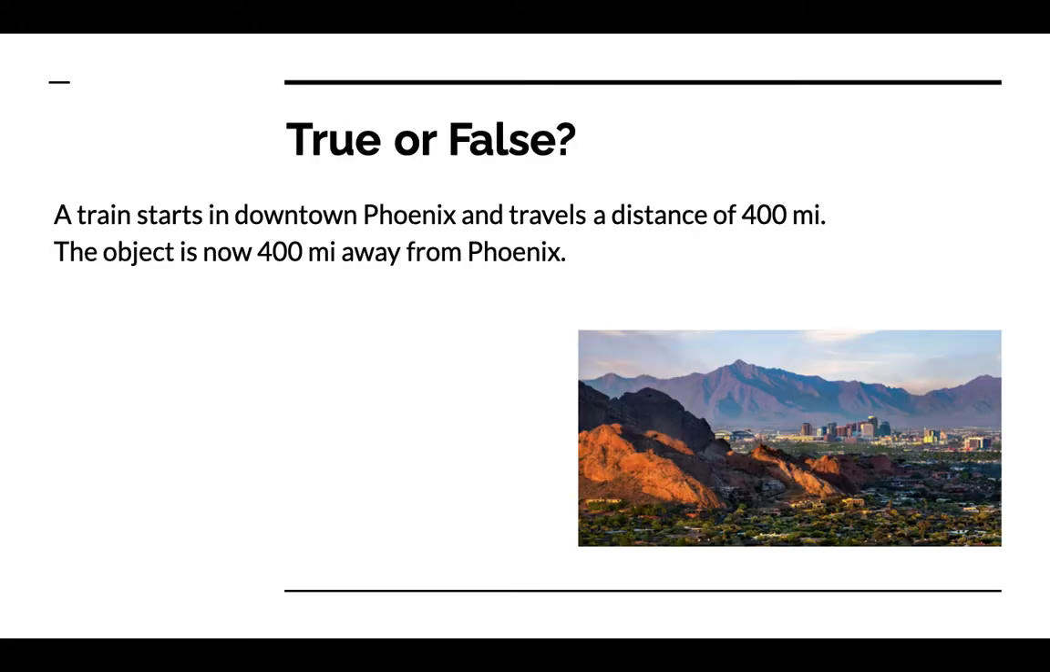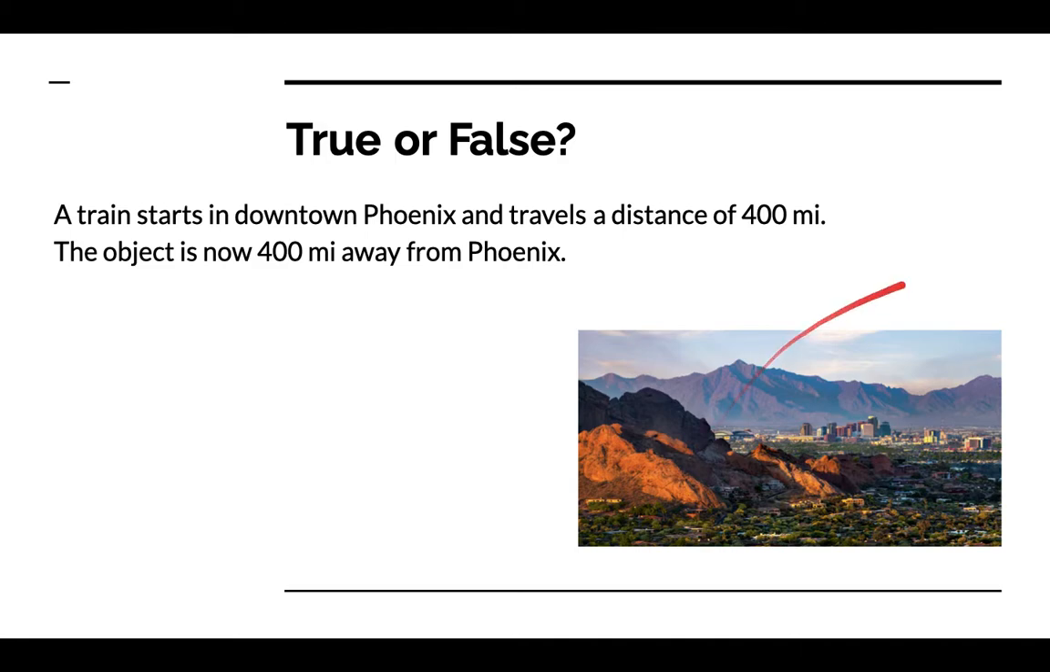So true or false, a train starts in downtown Phoenix and travels a distance of 400 miles. The object is now 400 miles away from Phoenix. Is the statement true or false? Would you trust it with your life? Would you put all your life savings on it, or put yourself out in a lightning storm saying that's true for this statement here? So let's take a look.